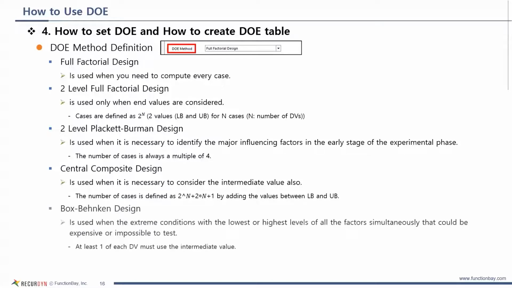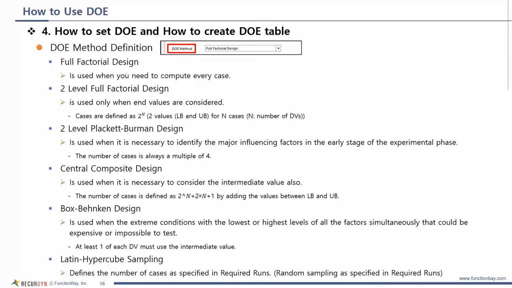Box-Behnken design is used when our DOE factors have maximum or minimum values, or when the experimental cost is too high, or the experiment itself is practically impossible. Lastly, Latin hypercube sampling is random sampling, which defines the number of cases as specified in required runs.